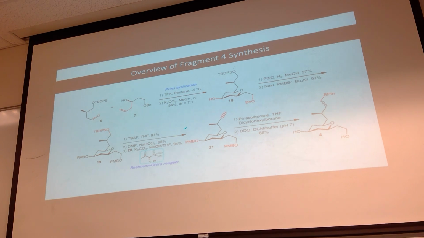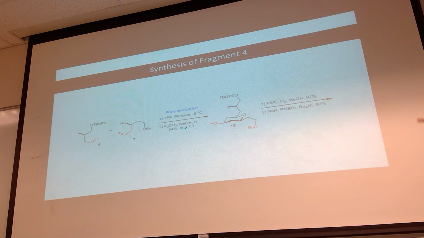So now we have to form fragment 4, which is 4 steps. The first one is taking 6 and 7. It goes through a Prins cyclization. And how that happens is you're going to take the strong acid, and that's going to condense that aldehyde and that alkene right there. And then it's going to be immediately treated with that potassium carbonate to form that cyclic structure right there.